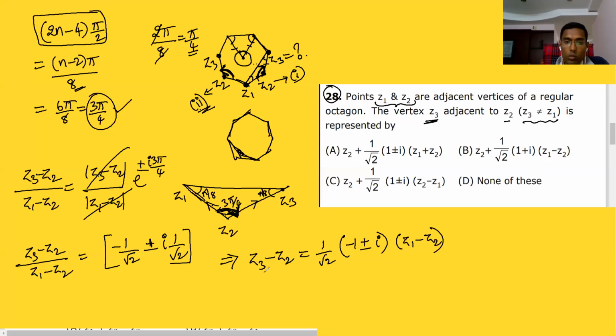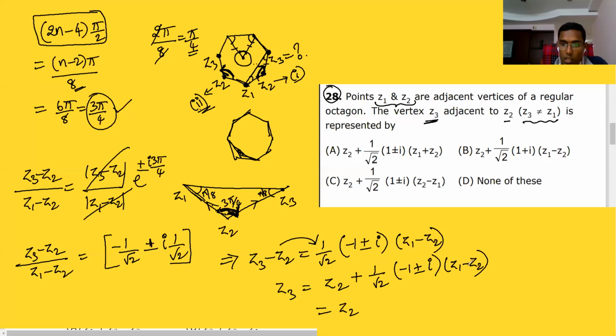So what I want now is Z3, and Z2 can be taken to that side. What do I get? Z2 plus 1 by root 2 times minus 1 plus or minus i times Z1 minus Z2. So like this I get. But here minus 1 is not there, so it is plus 1 only. So when plus 1 is there, what should I do here?